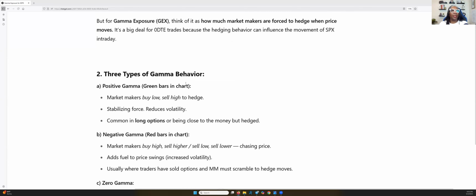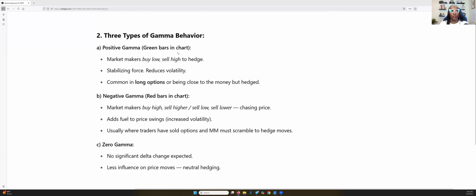There are three types of gamma behavior. There's positive gamma, which is the green bars. Those big green bars are positive gamma. Market makers buy low, sell high to hedge. It's a stabilizing force, reduces volatility. It's common in long options, being close to the money but hedged. Negative gamma, or the red bars. So positive gamma is the green bars, negative gamma is the red bars. Market makers buy high, sell higher, basically chasing the price. They are adding fuel to the price swing, so this increases the volatility.